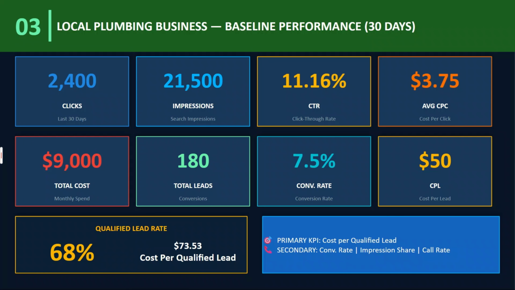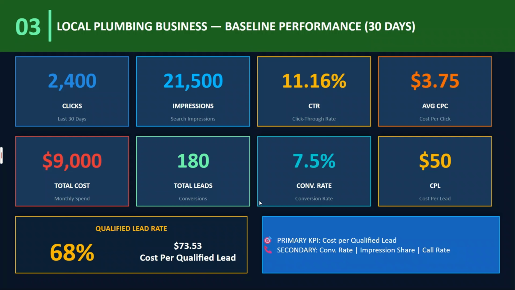Okay, before we go to a specific bid adjustment, let me introduce the example we are going to use for this whole video. Imagine a local plumbing service business in Dhaka city. They are running Google search ads. Their goal is phone calls and lead form submissions. Their daily budget is $200. Now here is the performance over the last 30 days.